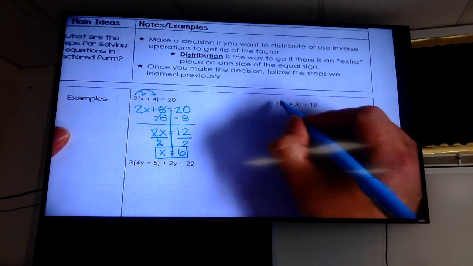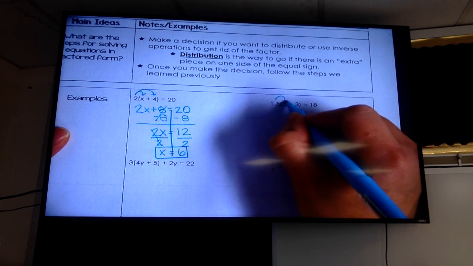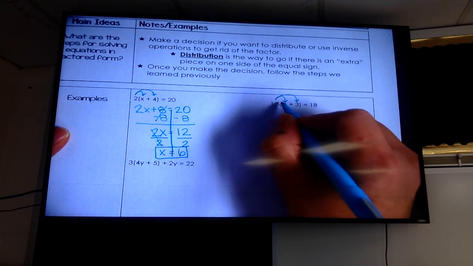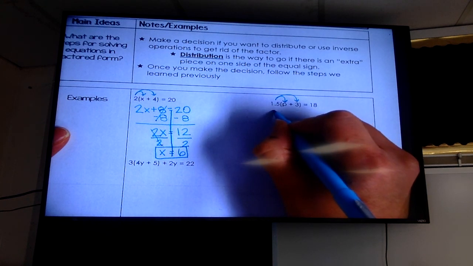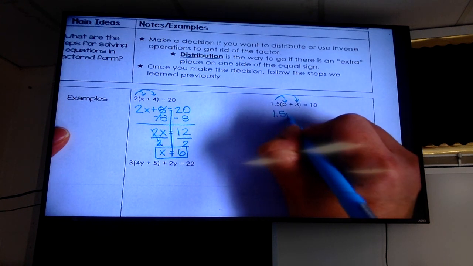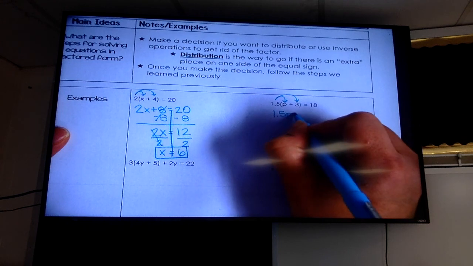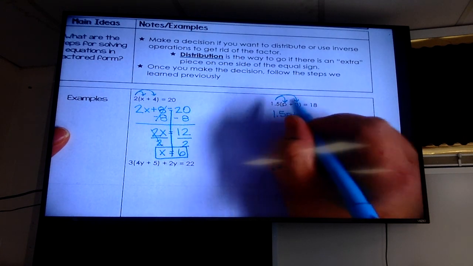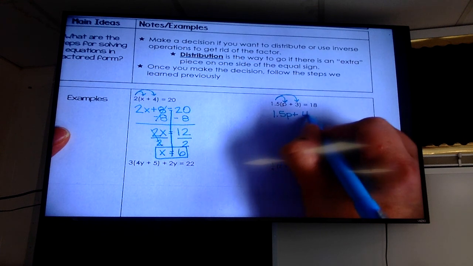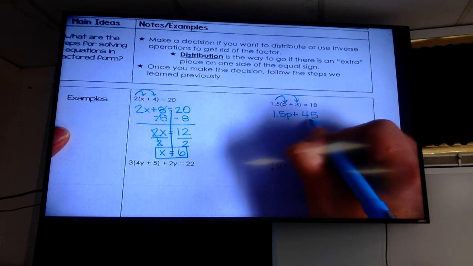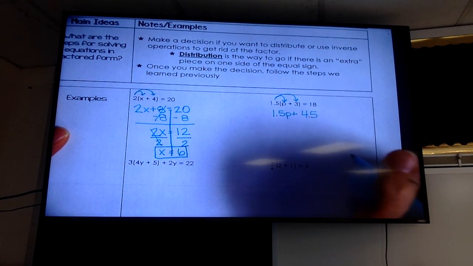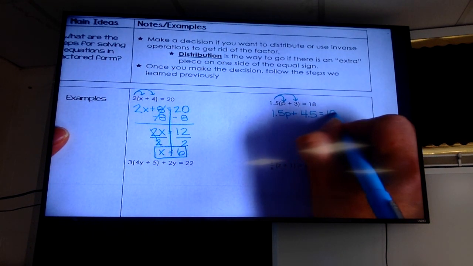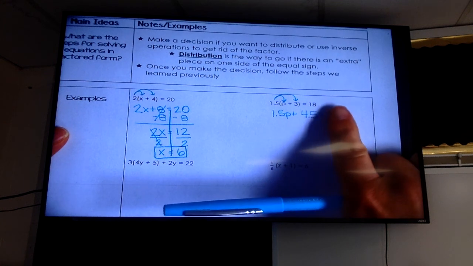Okay, let's try it again. I'm going to distribute the 1.5. So 1.5 times p is 1.5p, and then 1.5 times 3. Okay, so I'm going to think of it as 15 times 3, which is 45. And then I got to move my decimal one place to the left, so that's 4.5 equals 18. Again, check and see if there's anything you can simplify.